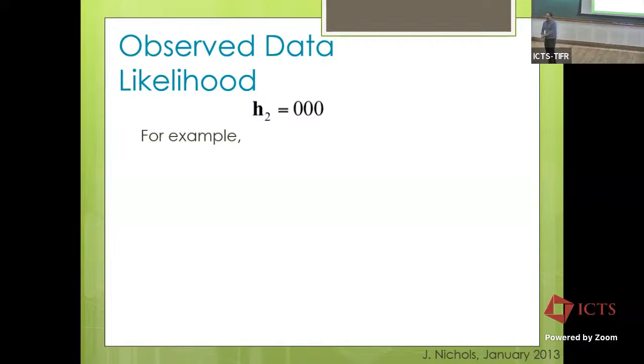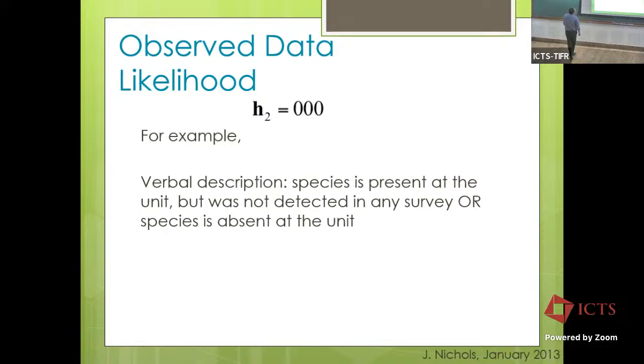Okay, so for this, what verbal description first, please? Not detected. Okay, and what about the psi part? Is not occupied. So then what is the other possibility? It may be present, or maybe it's not present. If it is present, it was not detected on any of the occasions. Species is present at the unit but was not detected in any survey, or species is absent at that unit. Or means what will happen now to the mathematical notation?